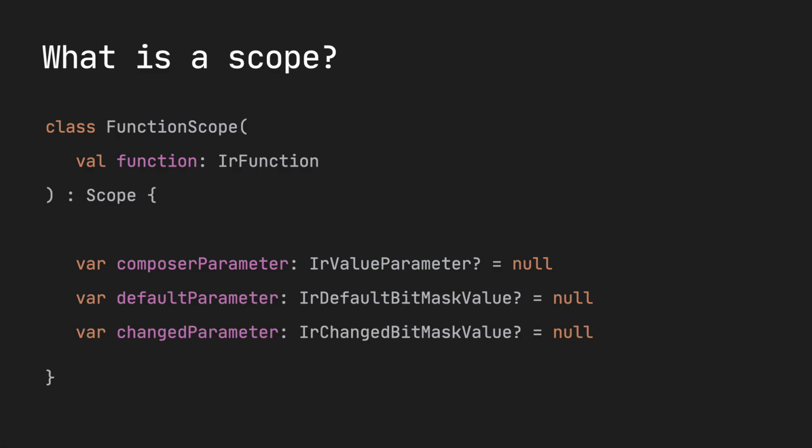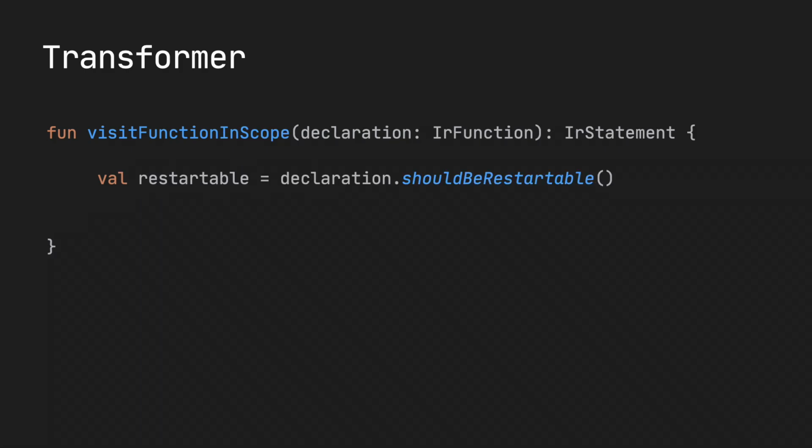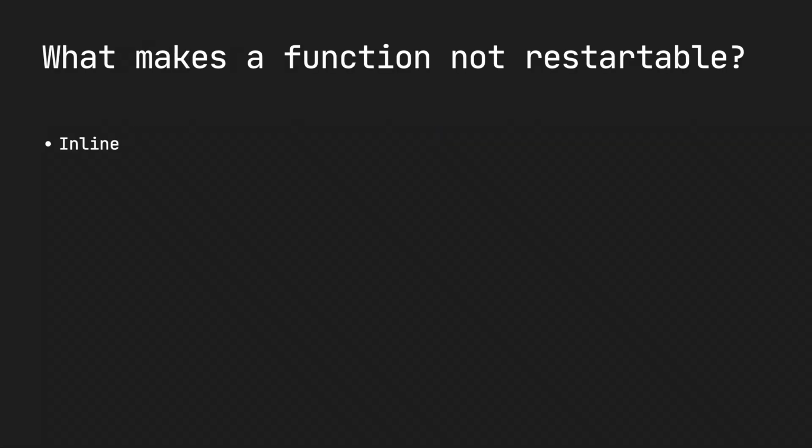And it's going to reutilize that information later on to create other statements that we need. So these are different scopes that first the compiler plugin creates in this visit function. And then it goes in and looks at how to create the restart group. So first it needs to determine should a restart group be added or not. And there are a couple of rules that it looks for.